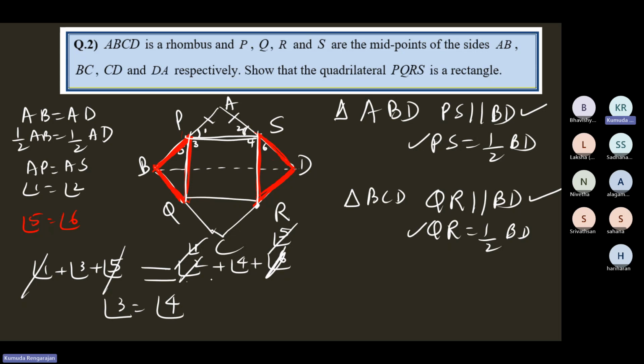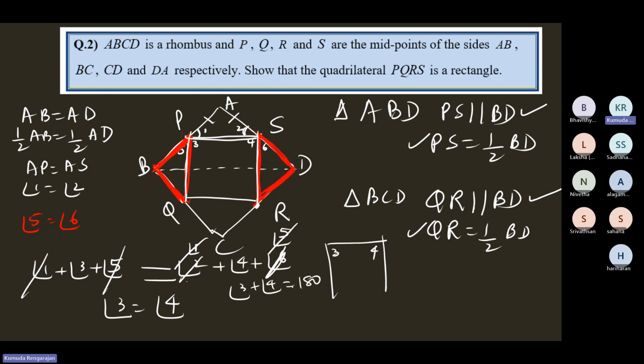PQRS is the parallelogram, so we already have opposite sides parallel. So parallel lines, transversal. Co-interior angles are supplementary. Angle 3 plus angle 4 is equal to 180. Or you can also say in the parallelogram, adjacent angles are supplementary. So 3 plus 4 is 180, whatever the reason.